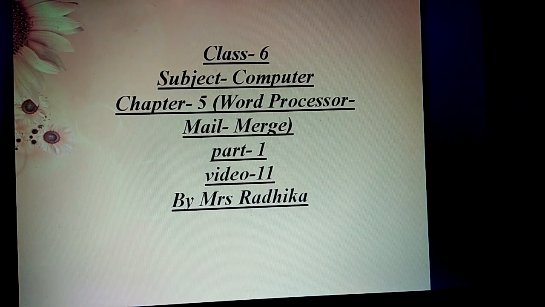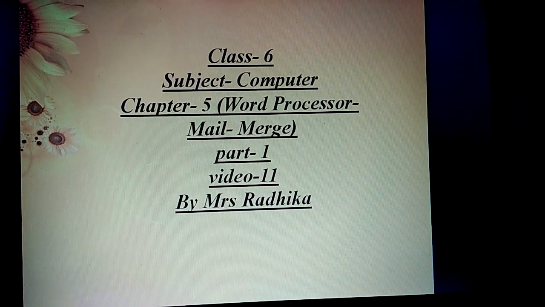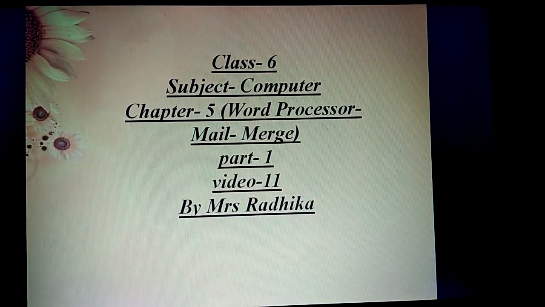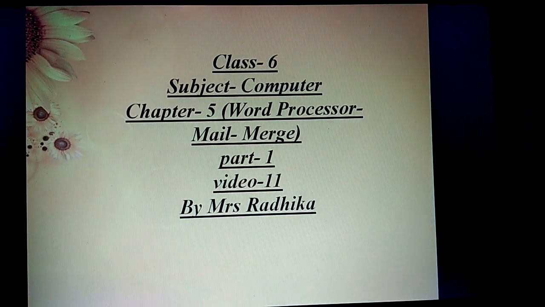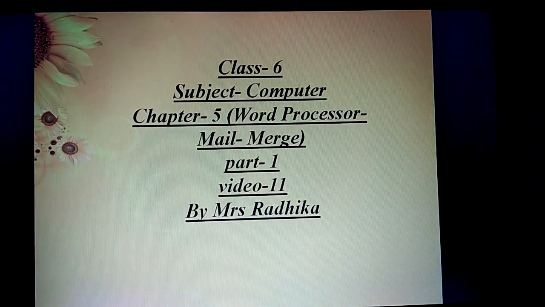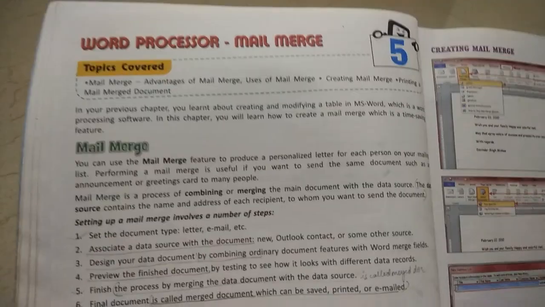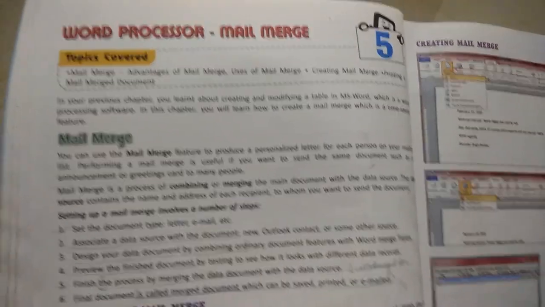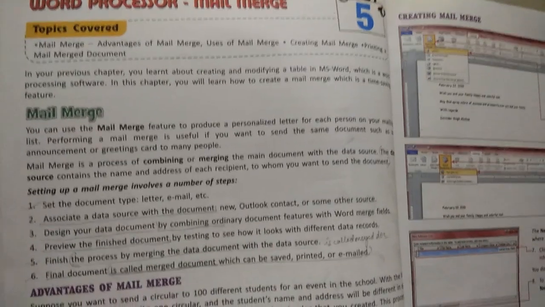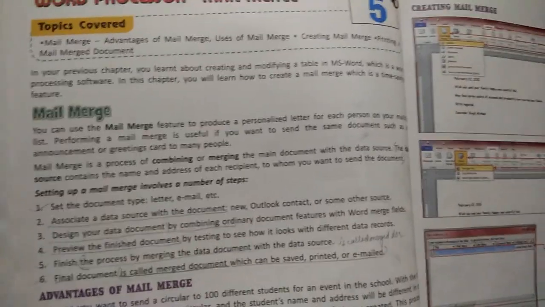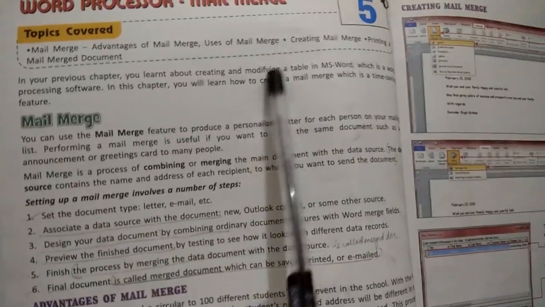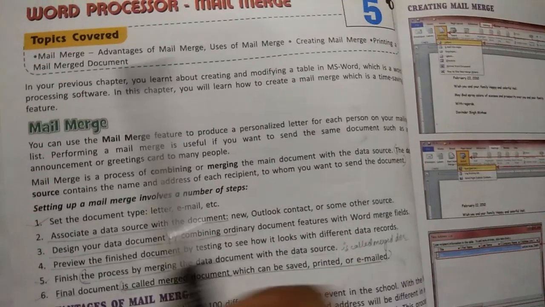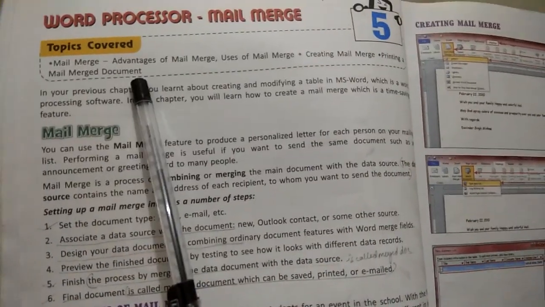Let's start the new chapter, chapter number 5, that is word processor mail merge, part 1, video 11. Please take out your computer book and open page number 48. In chapter number 5, we will cover these topics. The first is mail merge, second, advantages of mail merge, next, uses of mail merge, then creating mail merge, then printing a mail merge document.